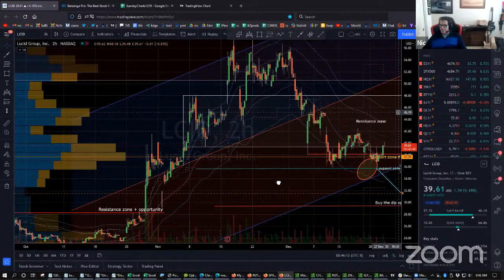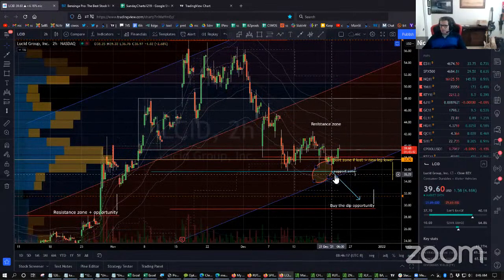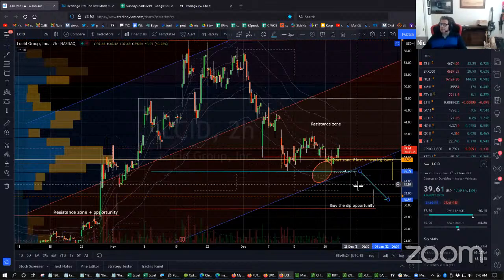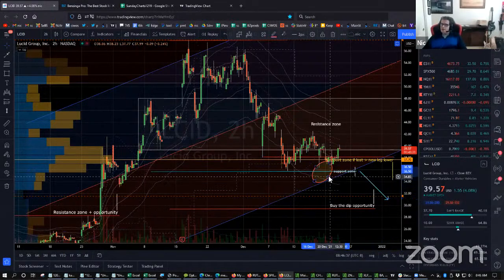All right, so this is Lucid. You need to hold this circle. This blue is a threat. I'll move it forward. It is a support zone. You do not want to lose it. Technically, you're probably going to lose 30 if that happens. I'm not forecasting that. I'm just telling you, look out for this line. You lose this value, you're triggering a bearish pattern that could take it to 28, 29.